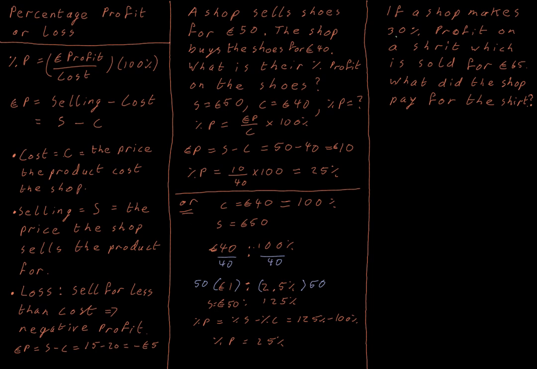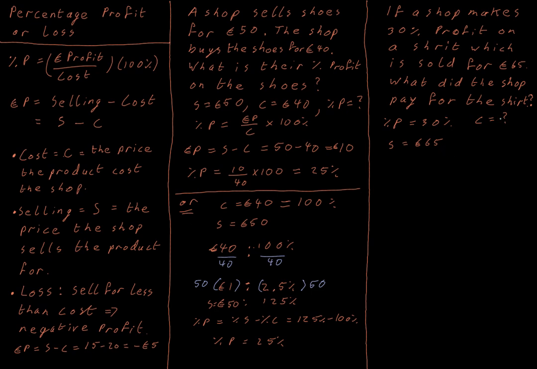If a shop makes 30% profit, so we're told that the percentage profit is 30%, on a shirt which sold for 65 euro, that means our selling price is 65 euro. And we want to know how much did the shop pay for the shirt? So translating that, that means the cost price of the shirt for the shop.